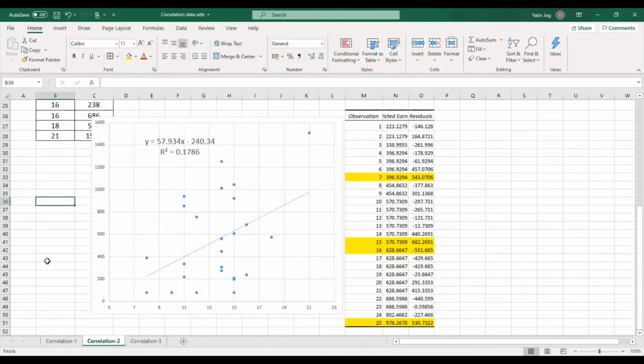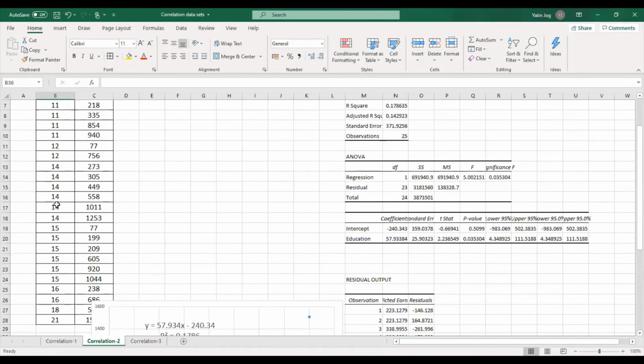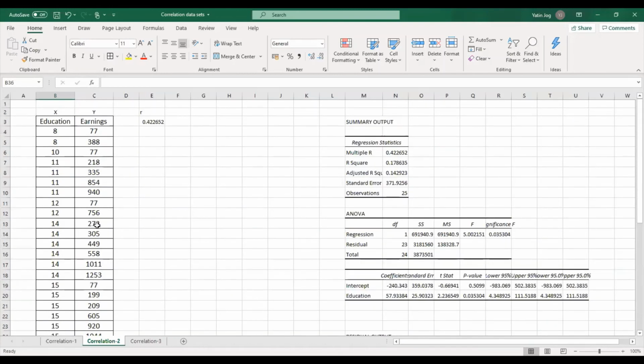The relationship is not getting stronger. We are getting a weaker relationship now. Yes, so this indicates that there is no problem with our data. There are no outliers in my data.